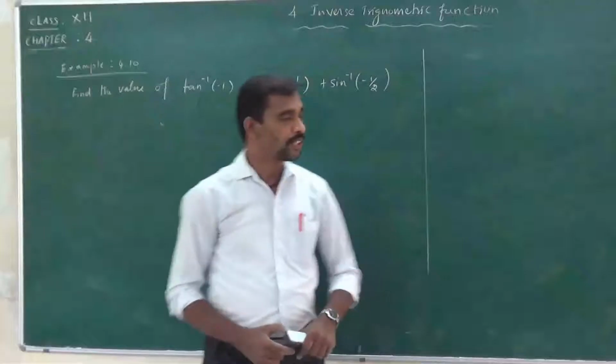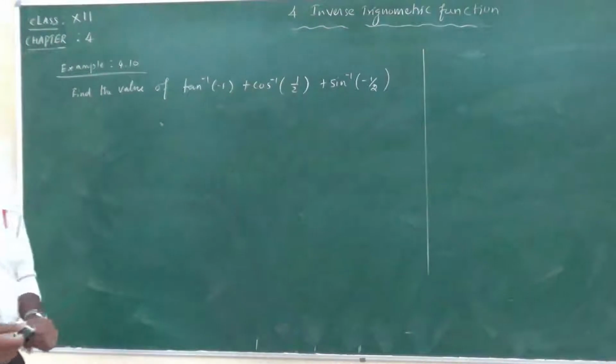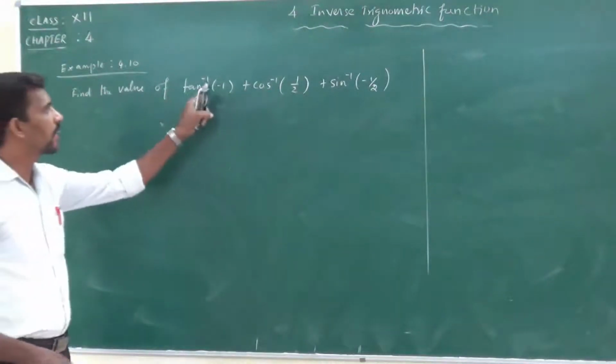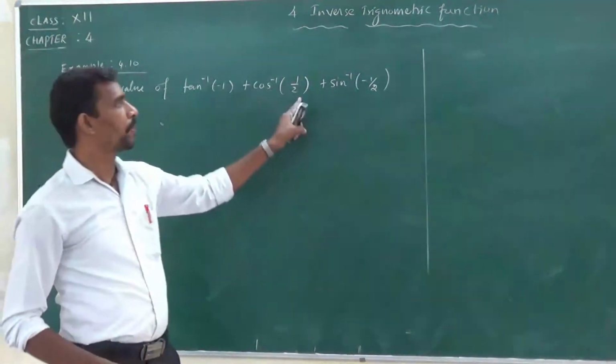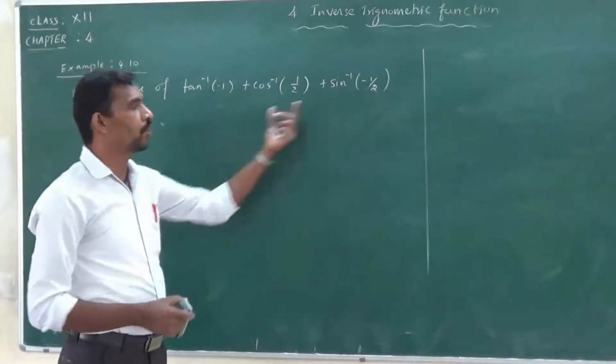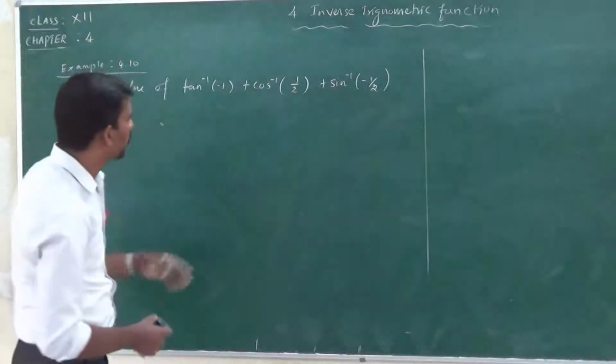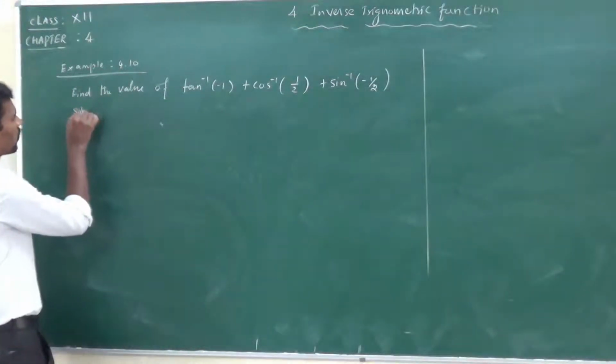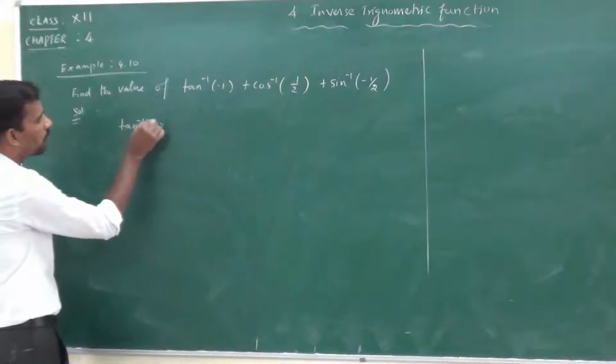Hi students, this is example 10. Find the value of tan inverse of minus 1 plus cos inverse of 1 by 2 plus sin inverse of minus 1. Now we want to find each value, then add them. You get the exact number. Now the solution. Tan inverse of minus 1.